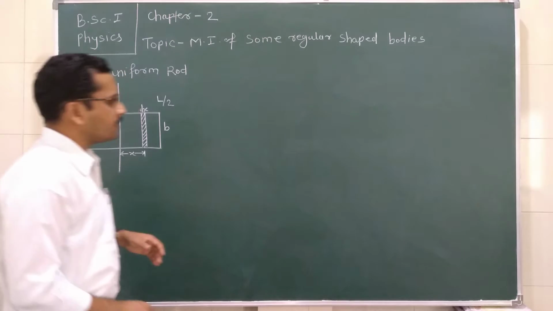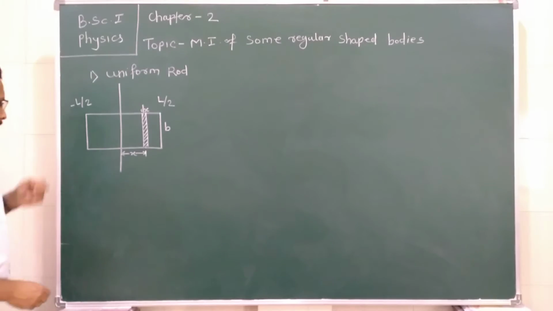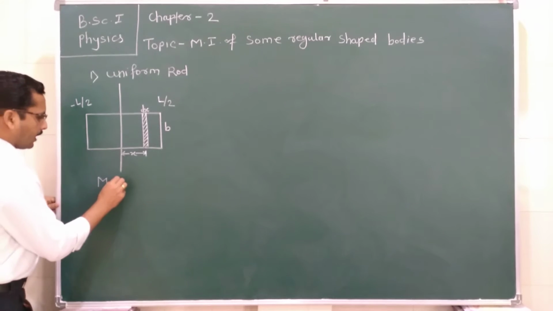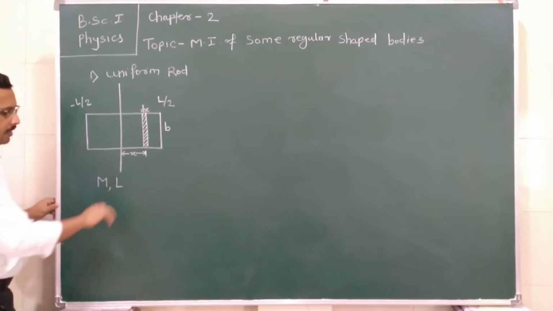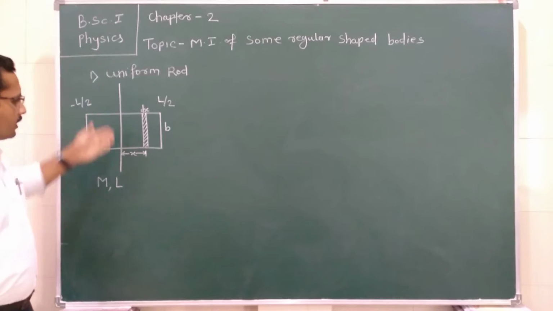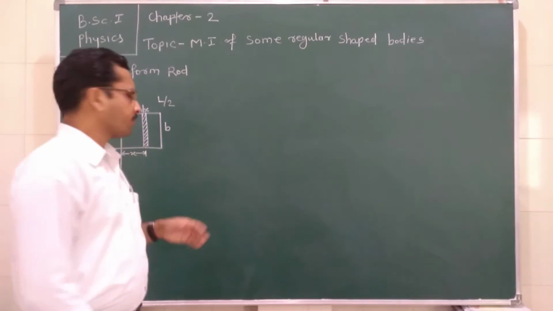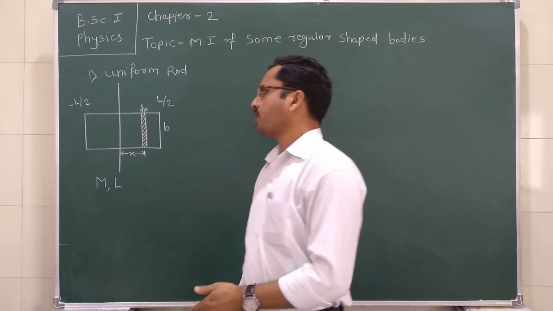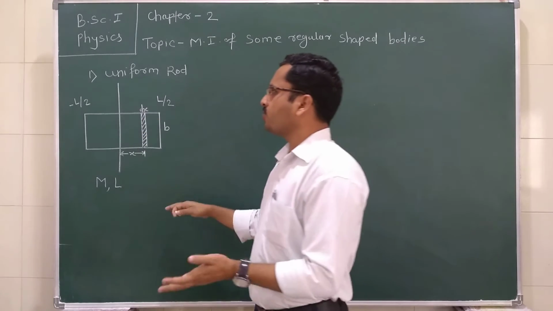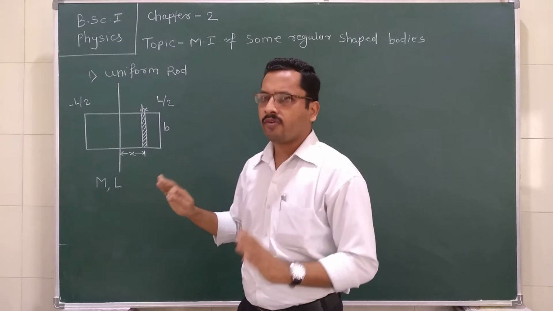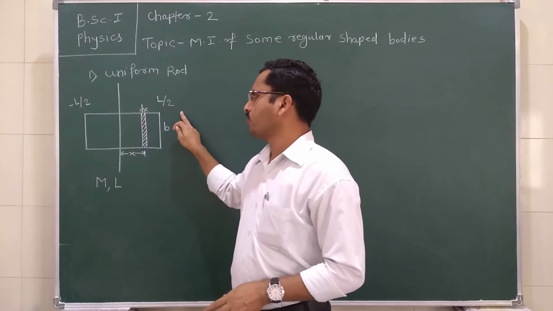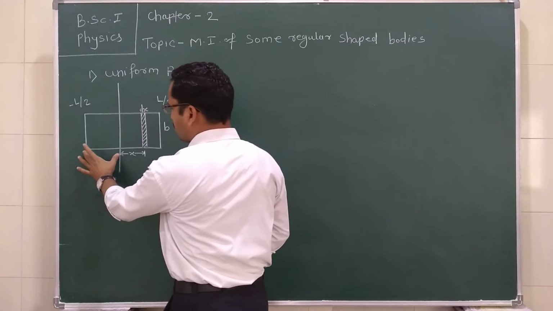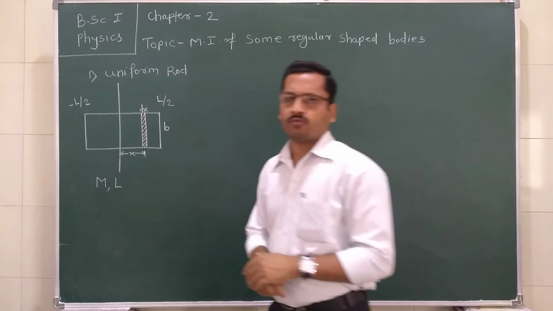So first of all, consider a uniform rod of mass capital M and length equal to capital L. If this axis is passing through the center of this rod, it divides this rod into two equal parts, each having length L by 2. Okay, so this length is equal to L by 2 and this length is equal to L by 2.